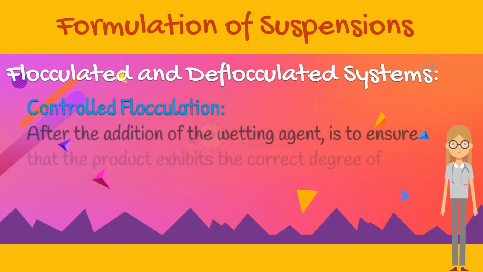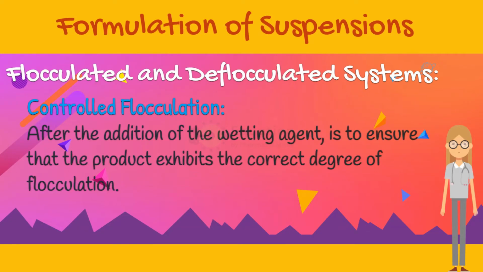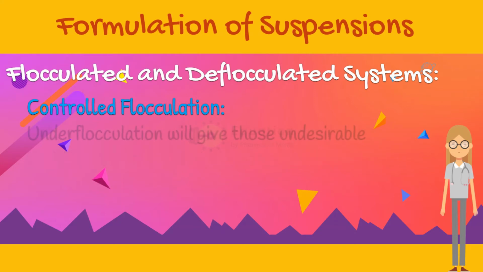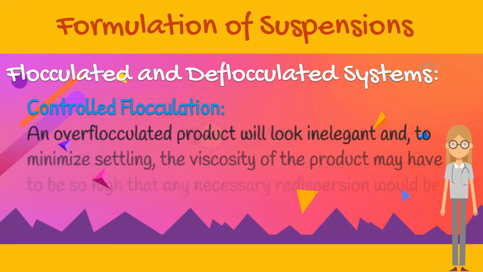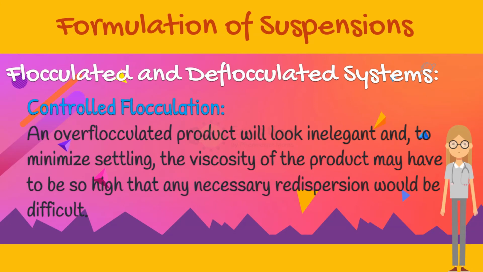After the addition of the wetting agent, the aim is to ensure that the product exhibits the correct degree of flocculation. Underflocculation will give those undesirable properties that are associated with deflocculated systems. An overflocculated product will look inelegant and, to minimize settling, the viscosity of the product may have to be so high that any necessary redispersion would be difficult.